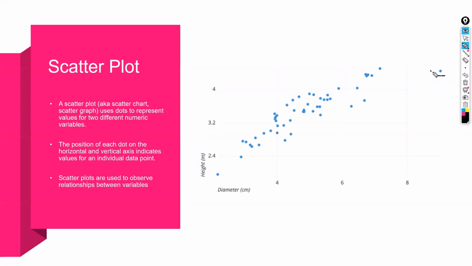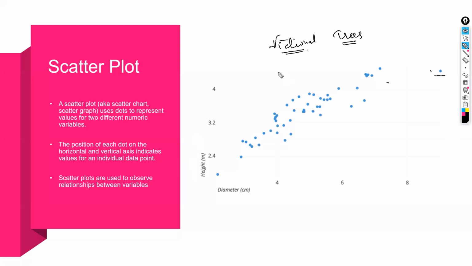Like I defined it, a scatter plot is used to represent values for two different numeric variables. The position of each dot on the horizontal and vertical axis indicates values for an individual data point. Scatter plots are used to observe a relationship between variables. Now, let's try to understand what is actually happening in this chart. It is showing the diameters and heights for a sample of fictional trees. So this diameter and height is of some fictional trees.